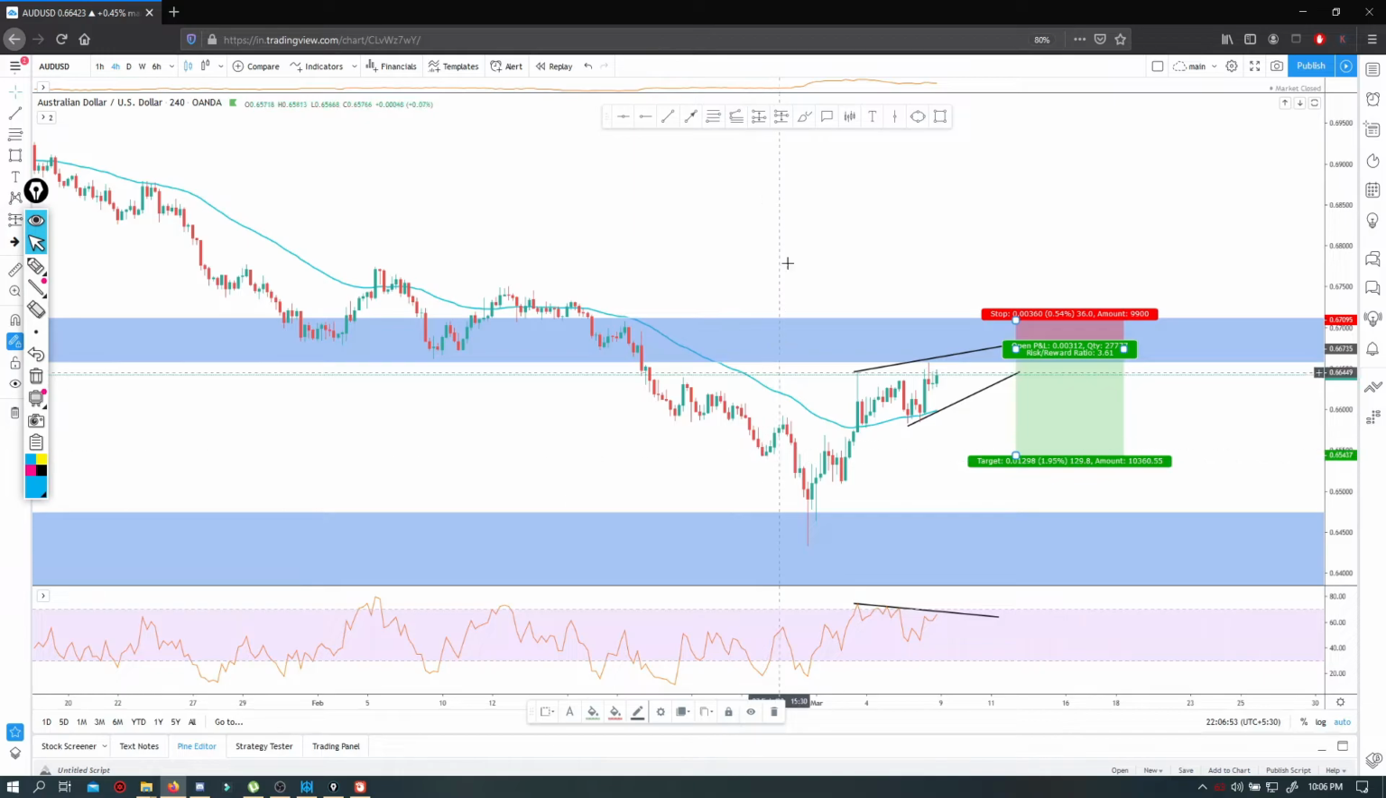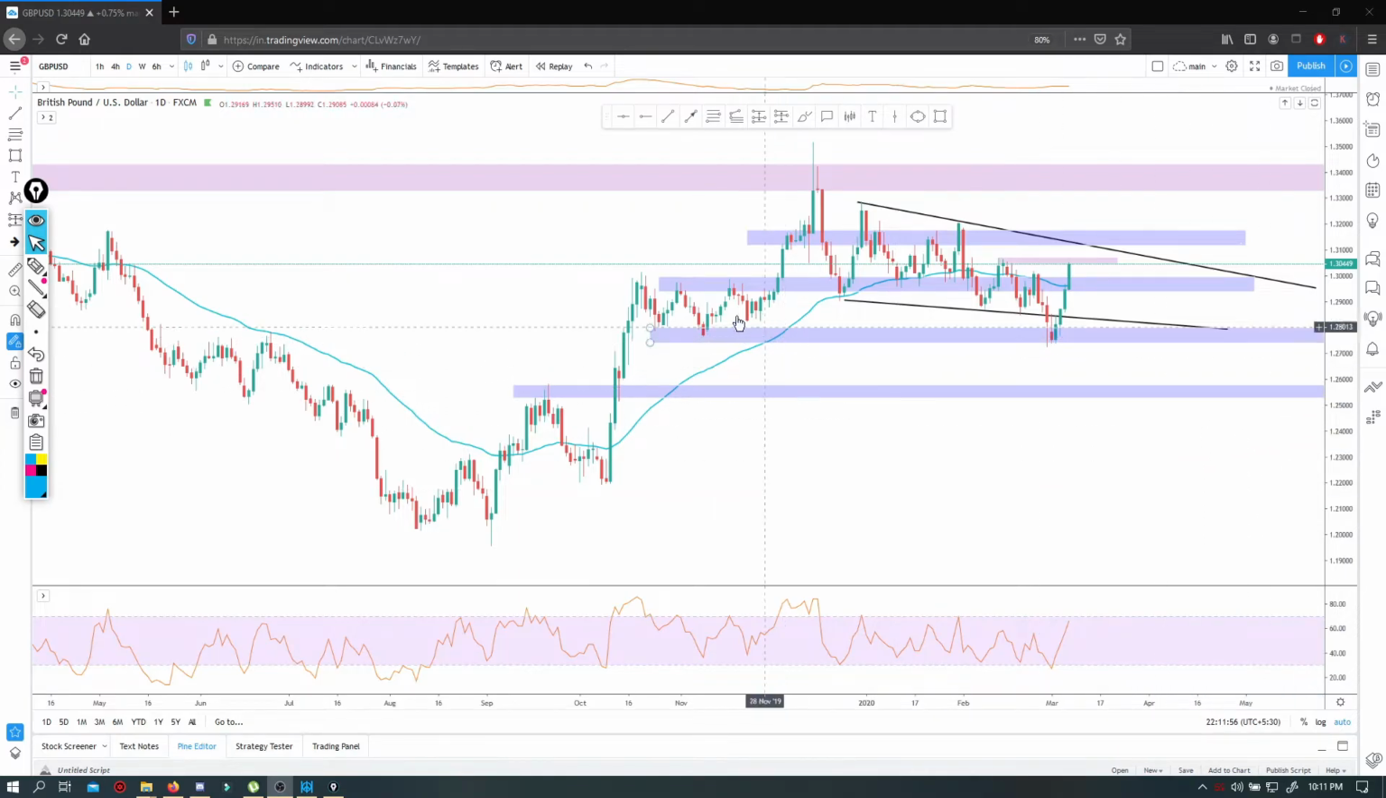As you can see, there is a nice support in this level. So this could be our first target and this could be our second target for safety. So guys, this is my analysis on Aussie dollar. Let us move to the next pair.